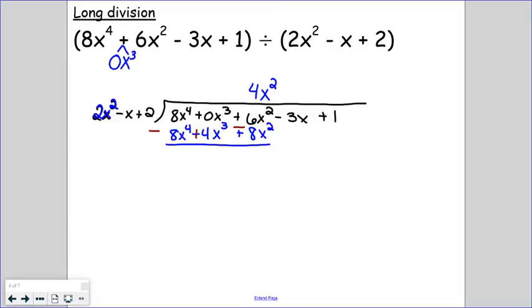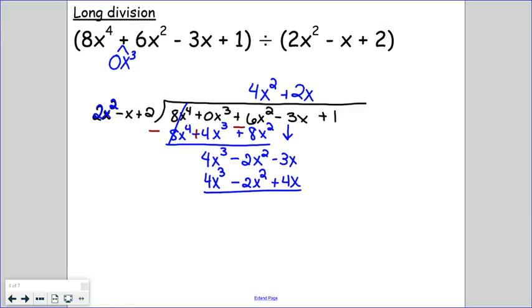Okay, so let's see. My 8x to the fourth is gone. We'd have 4x cubed and negative 2x squared. Bring down my next term. Go back to my first term, 2x squared. I need to multiply 2 by 2 to give me 4. For x cubed, I need to multiply x squared by an x to get an x cubed. Take 2x and distribute it all the way through. And then carefully go through, subtract, subtract, subtract.